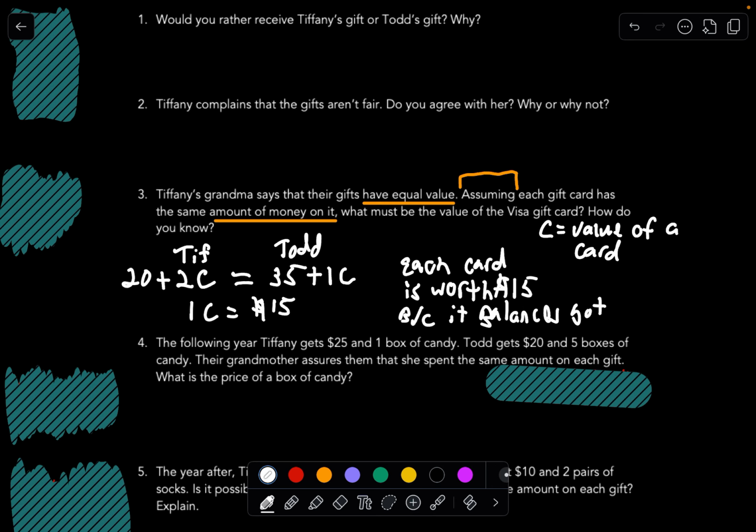Both Tiff, short for Tiffany, and Todd's gifts. Okay.